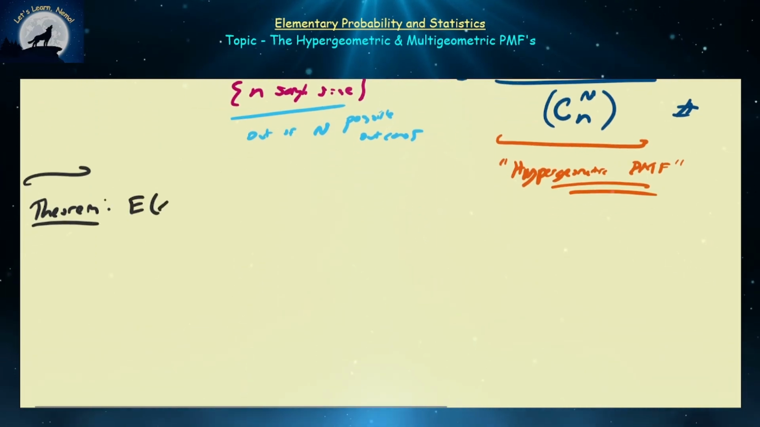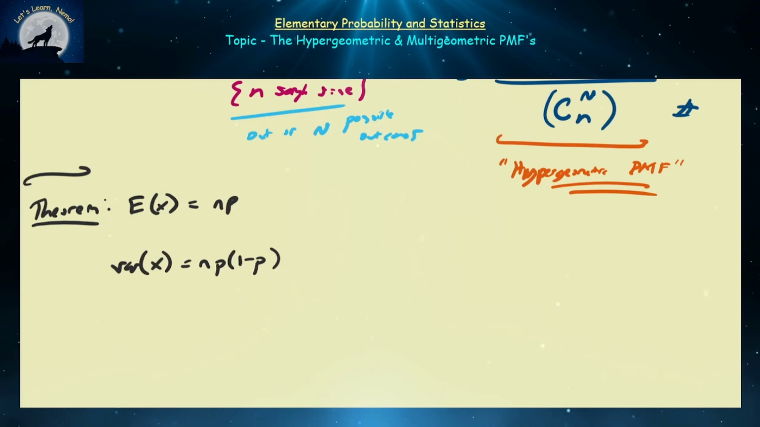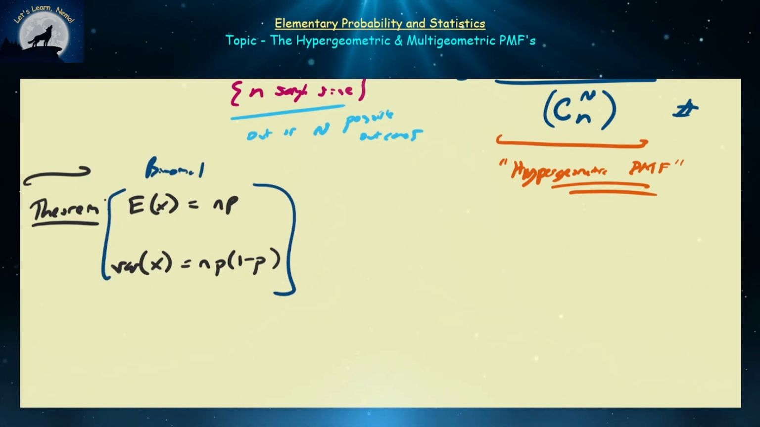Recall for binomial, the expected value of x is equal to n times p, and the variance of x is n times p times 1 minus p. These were the binomial versions, and hypergeometric is sometimes viewed as a more precise version of binomial. The only difference is that p and 1 minus p have new forms, because we know that p is k over M and 1 minus p is its complement.